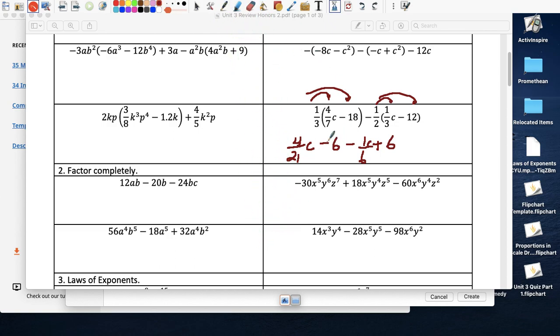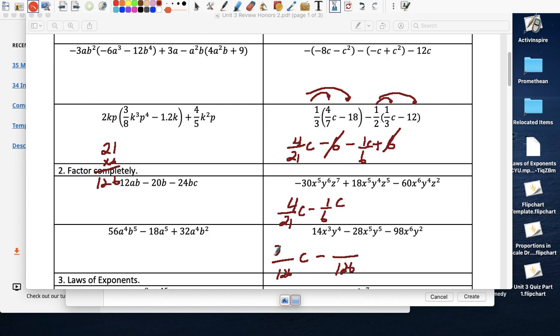So, first of all, we have a -6 and a +6. So these two go away. It becomes 0. Now we have 4/21c and minus 1/6c. Let me write them side by side. And then we can find a common denominator, figure out equivalent fractions. So the common denominator between 21 and 6, I'm just going to make that 126.